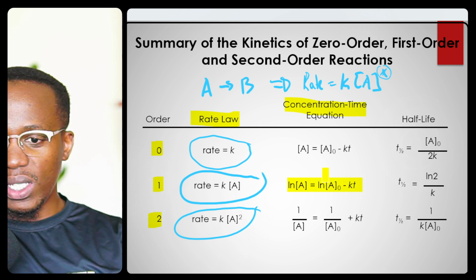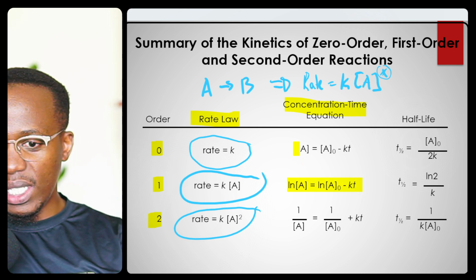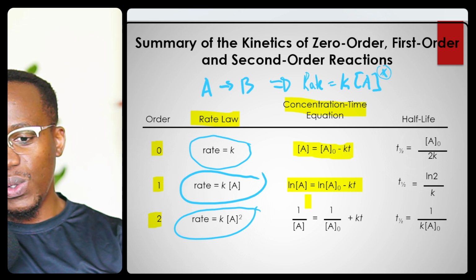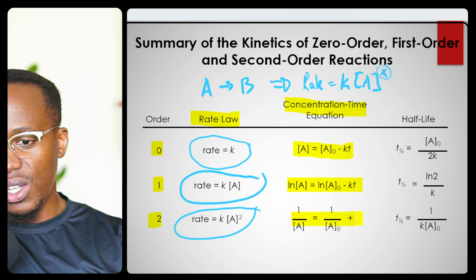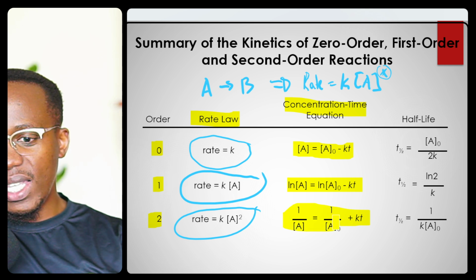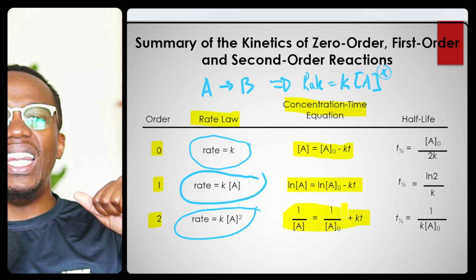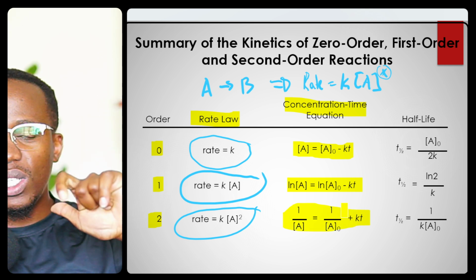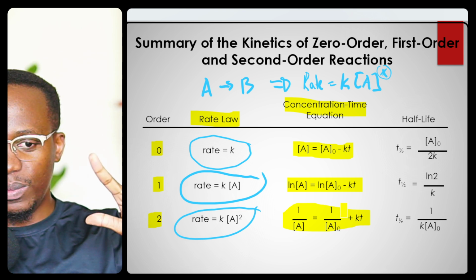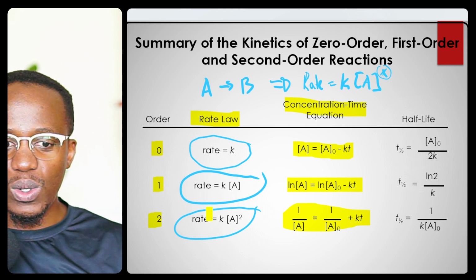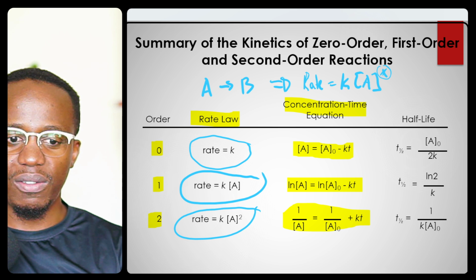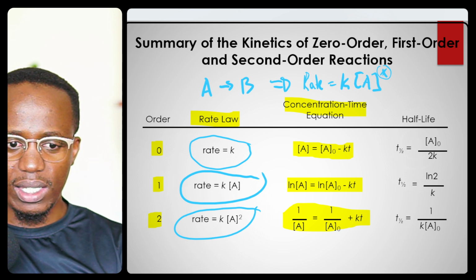If you do this for the zero order reaction, it's much easier because [A] minus [A]0 is equal to negative kt. And if you do this for the second order reaction, you're going to get this formula. So these are the formulas that link concentration to time. They link concentration to time. It's a very important distinction.